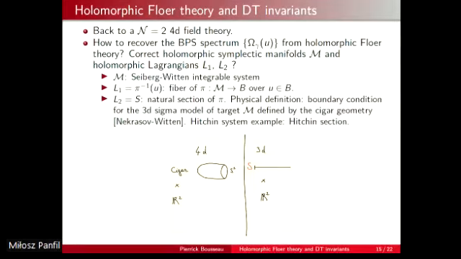And so if you want to have some concrete mathematical example in mind for this M, you can think about it as the Hitchin moduli space of G-bundles, an integrable system. And in this example, this section is the so-called Hitchin section, which can be described explicitly.